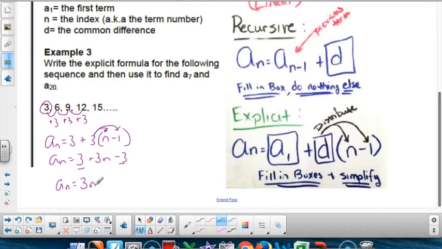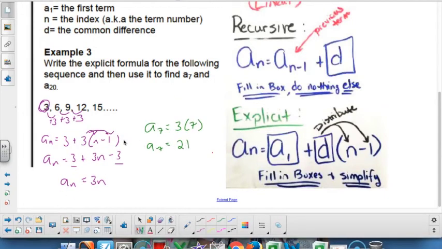So up to this point you're thinking, man, that was so much more complicated than the recursive. But remember, to use the recursive to find a sub 7, we had to keep counting up and adding 3. And it would be really annoying to find a sub 20 that way. For the explicit, though, all I have to do is plug in the index or the term number that I'm looking for. So if I want a sub 7, then in place of n, I'm going to put a 7. Just like when I want to find f of 2 instead of f of x, I just plug in 2's for my x's. So then a sub 7 is equal to 21.